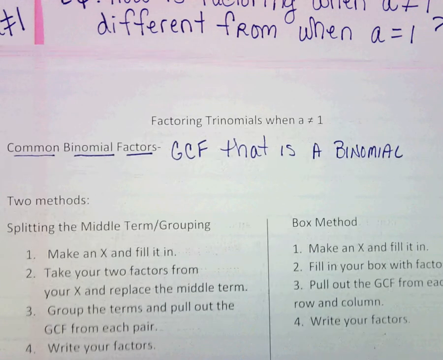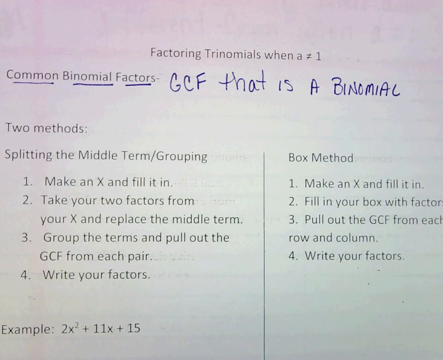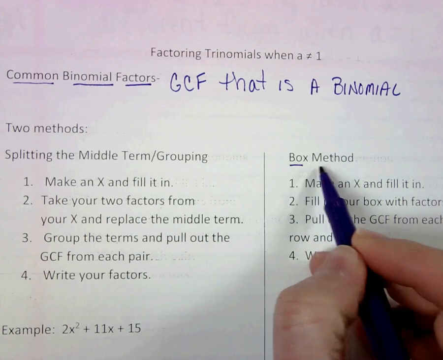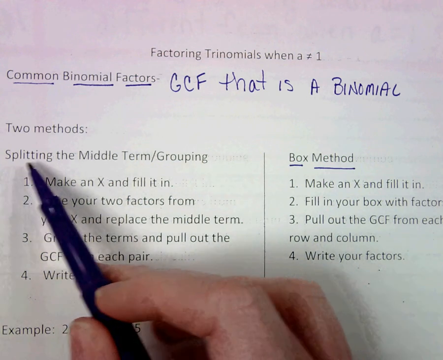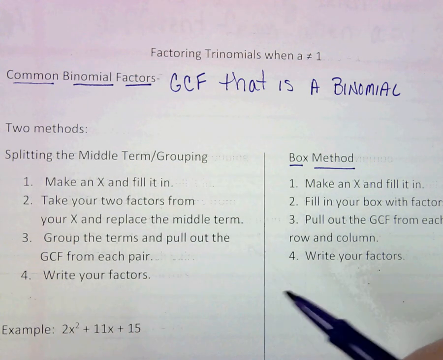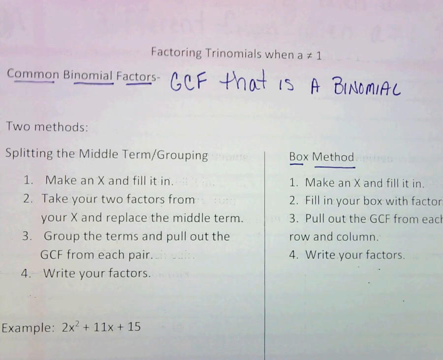Now we're going to look at two different methods for solving. Some of you like the box method. You use the box method when we multiply. Some of you are going to prefer to split the middle term or group it, maybe because you preferred FOILing more. So we're going to look at it both ways.